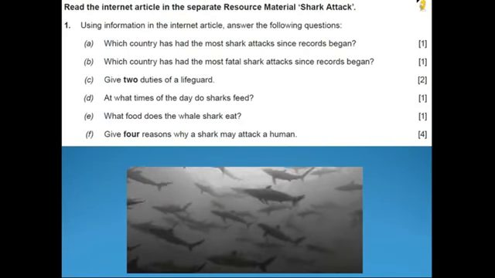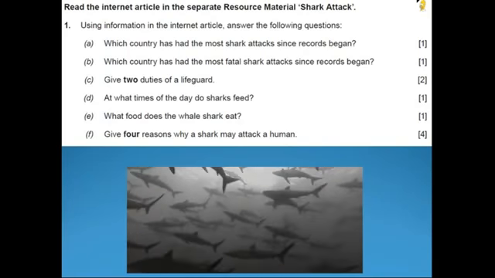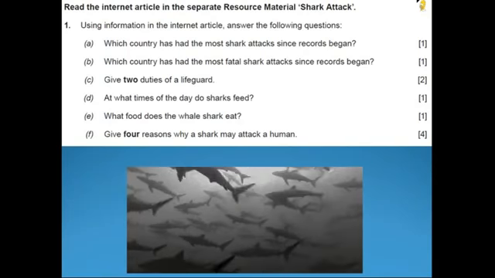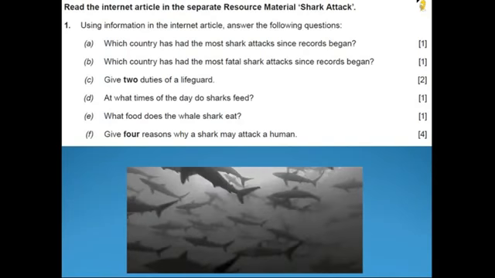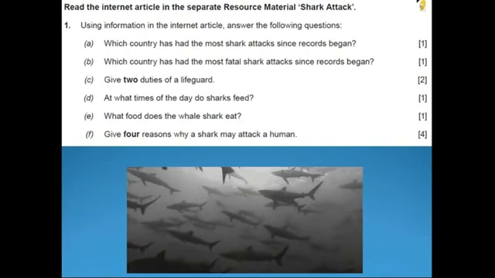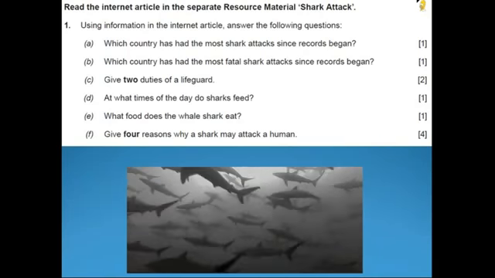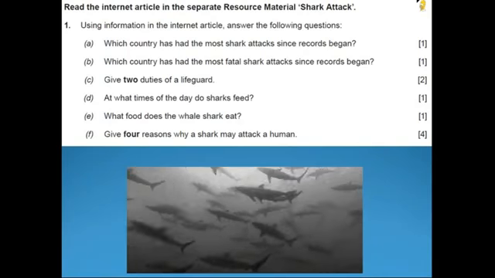A. Which countries had the most shark attacks since records began? B. Which countries had the most fatal shark attacks since records began? C. Give 2 duties of a lifeguard. D. At what times of the day do sharks feed? E. What food does the whale shark eat? F. Give 4 reasons why a shark may attack a human.